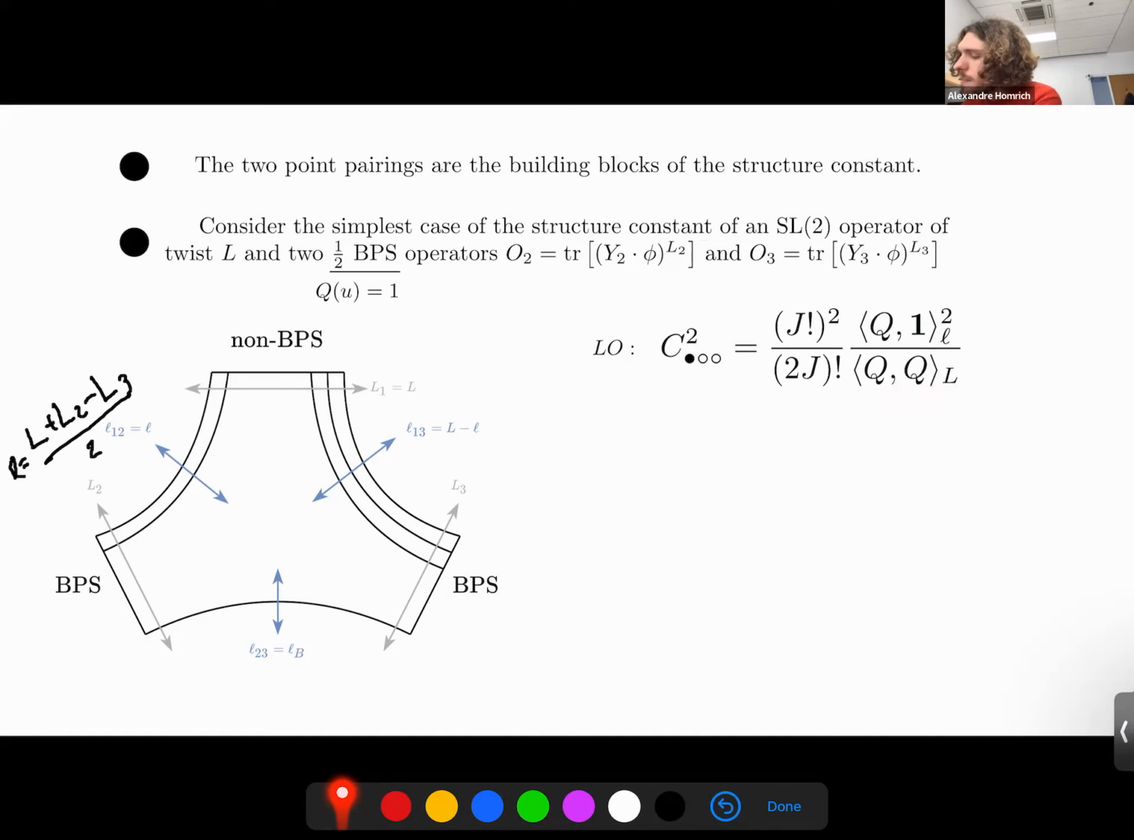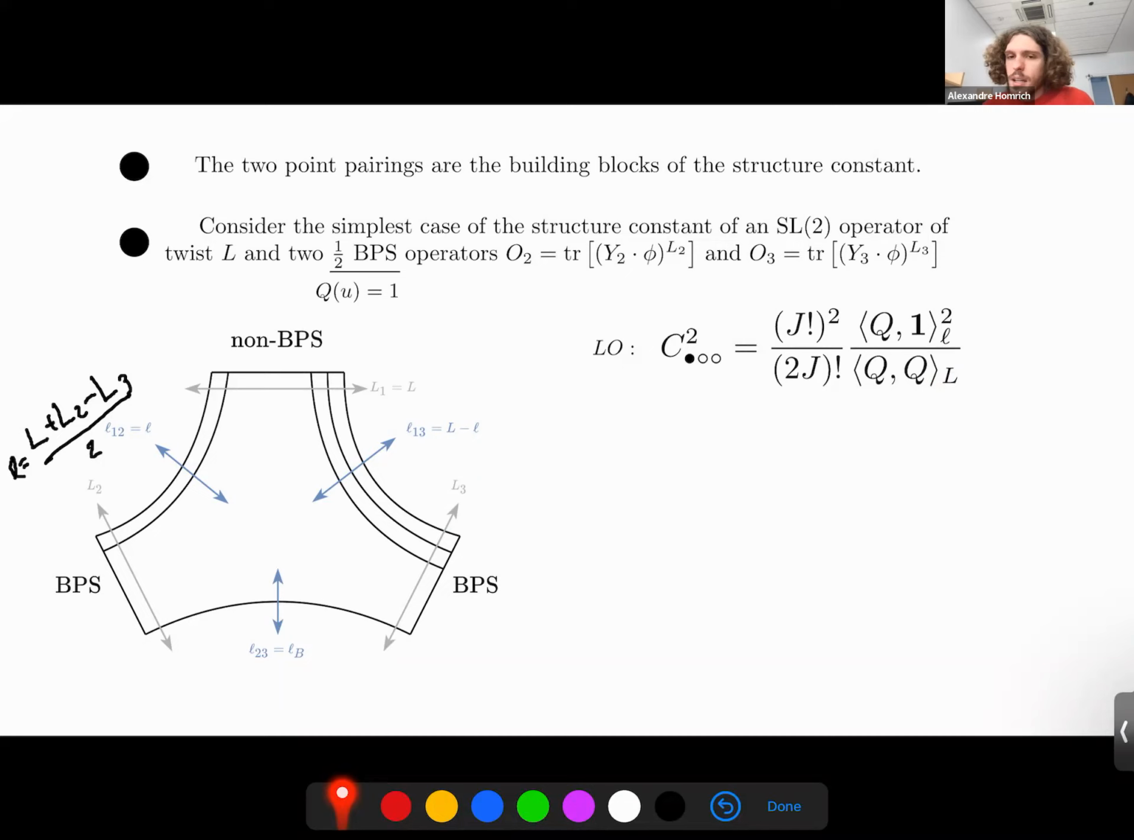And then in the denominator, we have a pairing between Q and itself on a pairing structure with index equal to the twist of the operator. Now, that such a formula should exist has been known for a really long time. I don't think it has ever been written as sharply as this, but it should have been done. And the reason is quite simple.